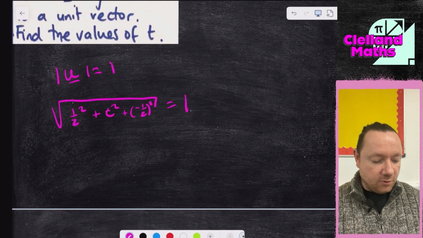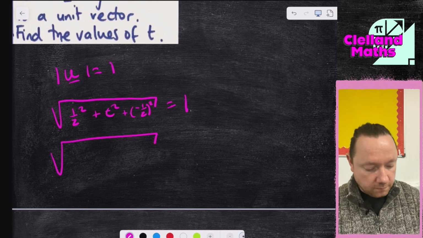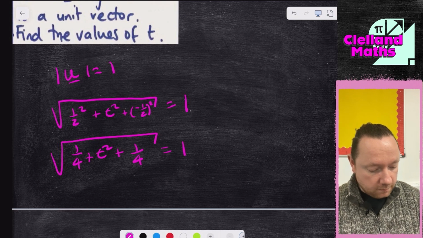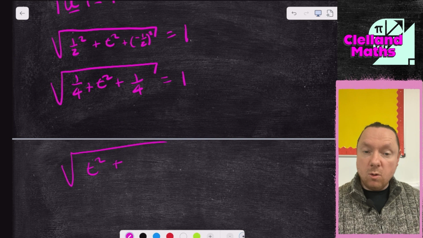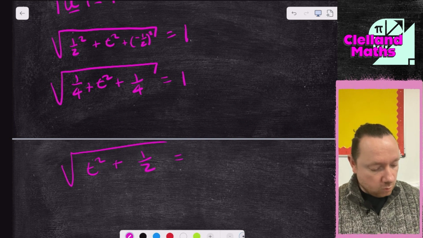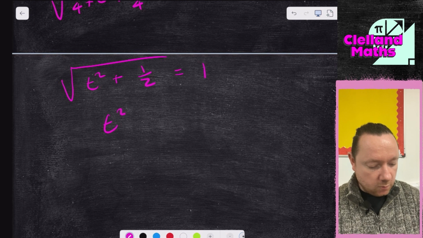It should be obvious that a half squared plus a half squared. So we've got a half squared is a quarter plus t squared plus another quarter equals 1. So in other words, we've got the square root of t squared plus a half equals 1. And we just square both sides to get rid of that square root sign. So that gives me t squared plus a half equals, well, just 1 still, because 1 squared is 1.